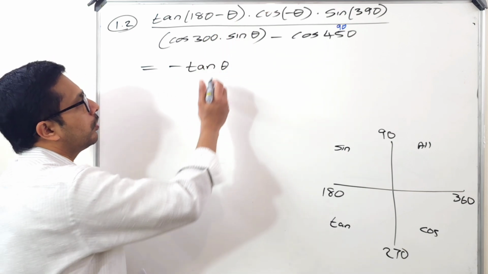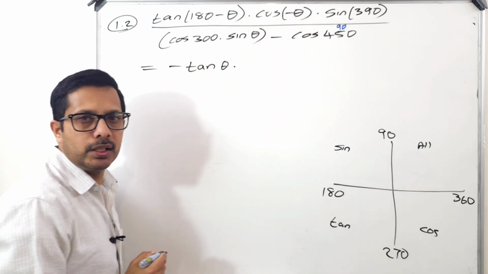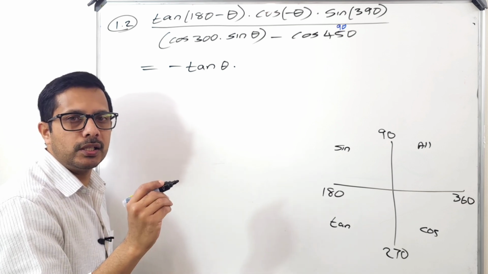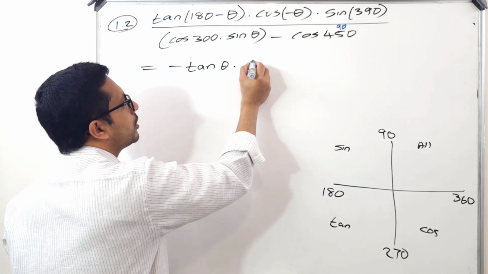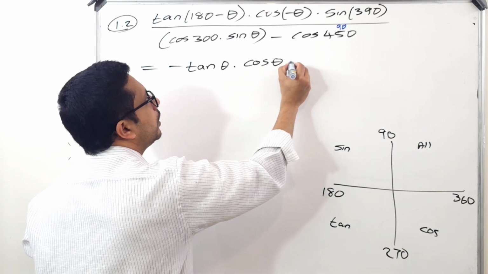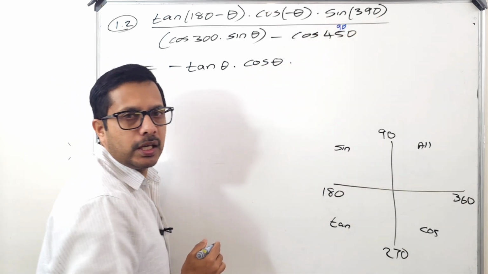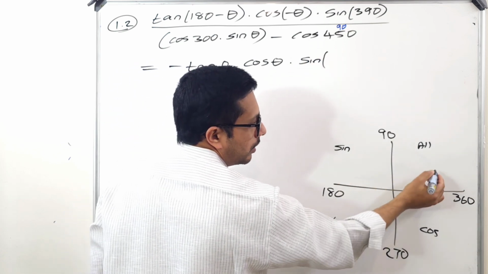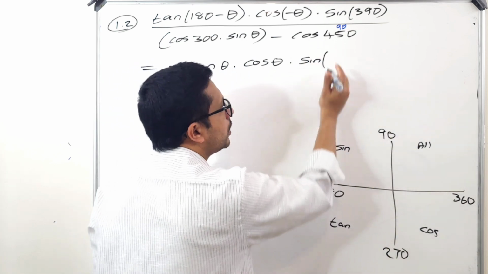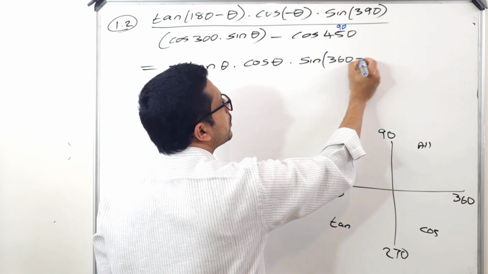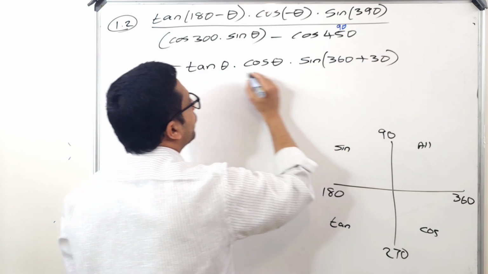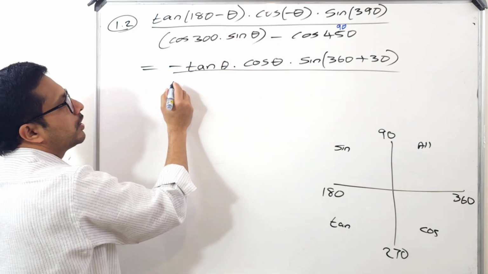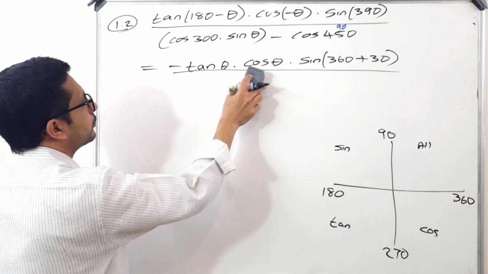Now look at this one, cos of minus theta. What is cos of minus theta? Last question I told you, cos of minus theta is positive cos theta. So this one is positive cos theta times sine of 390. How can you write it? Apply the reduction formula. Sine of 390 is somewhere here, after 360. So it is sine of 360 plus 30, the whole divided by cos of 300, and now it is multiplication, sorry.